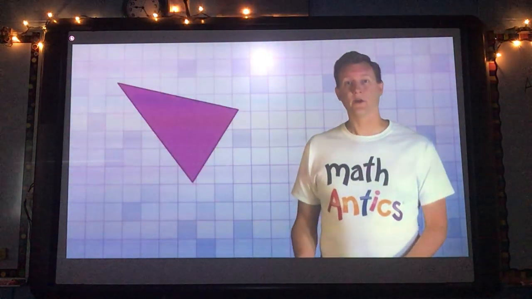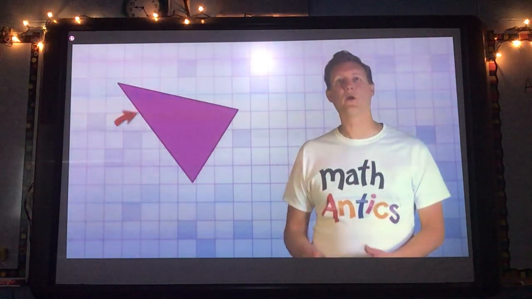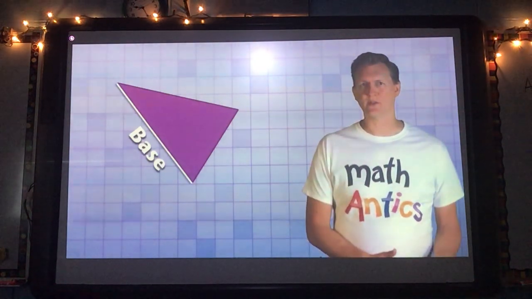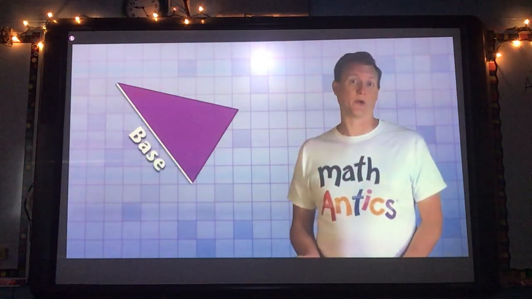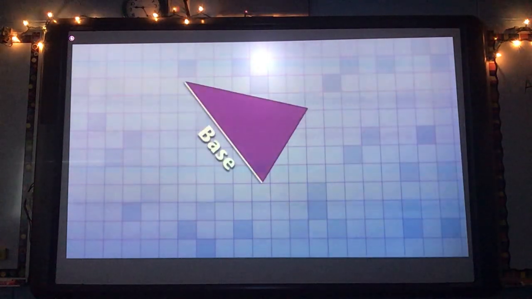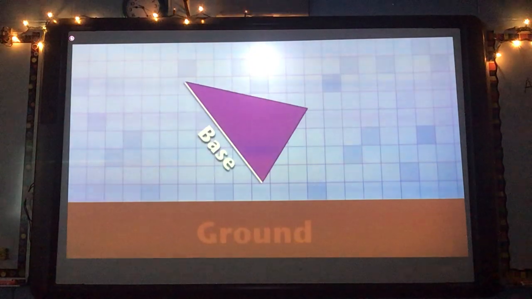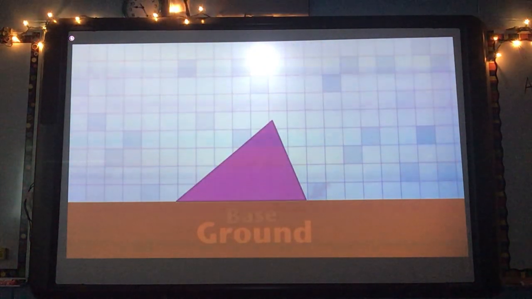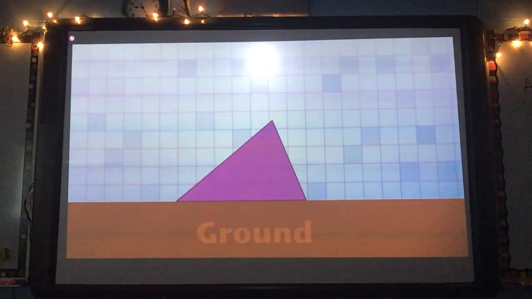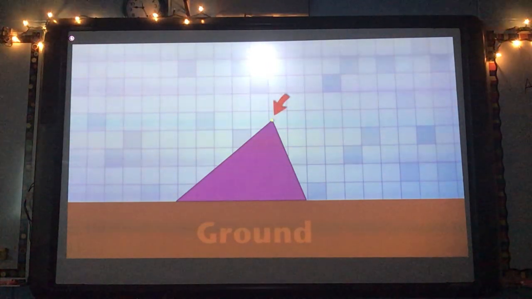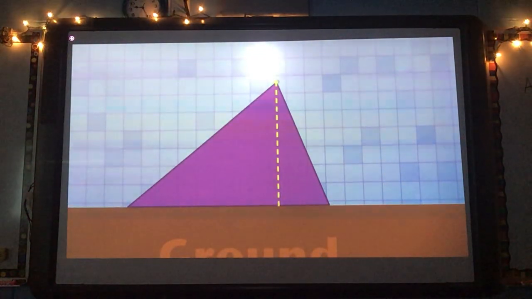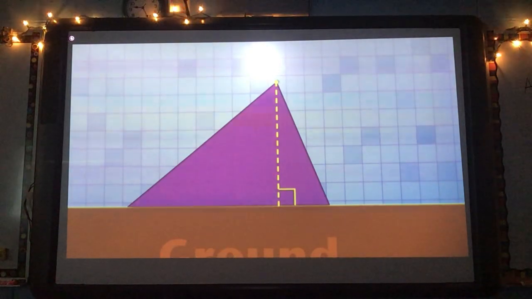So for triangles, we do something different. First, we choose one of the 3 sides to be the base. It doesn't really matter which side you choose, and in a lot of math problems, the base will already be chosen for you. Once we decide which side the base is, we imagine setting the triangle down on the ground so that its base is flat on the ground, like this. Next, we find the highest point of the triangle, which is the vertex that's not touching the ground. From that point, we draw a line straight down to the ground. The line we draw must be perpendicular with the ground.